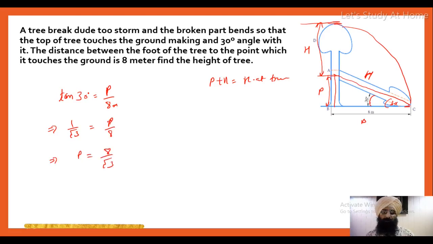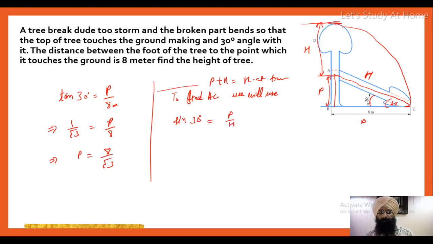This implies perpendicular is equal to 8 upon under root 3. Am I clear? We have found the perpendicular, this length. Now to find AC, we will use the sine function, sine theta is equal to perpendicular upon hypotenuse, and sine 30 we know is 1 upon 2, and perpendicular we have already found, that is 8 upon under root 3, and hypotenuse we want to find now. This implies hypotenuse is equal to 2 multiplied by 8 upon under root 3, that is 16 upon under root 3.